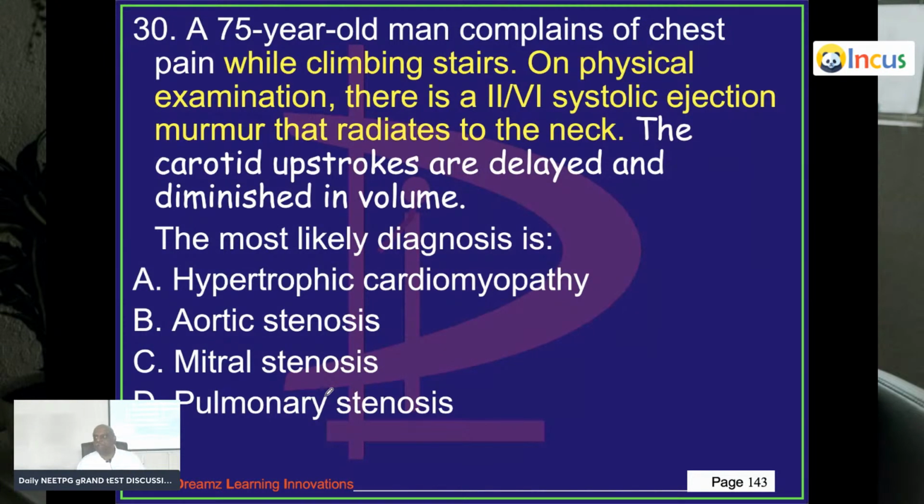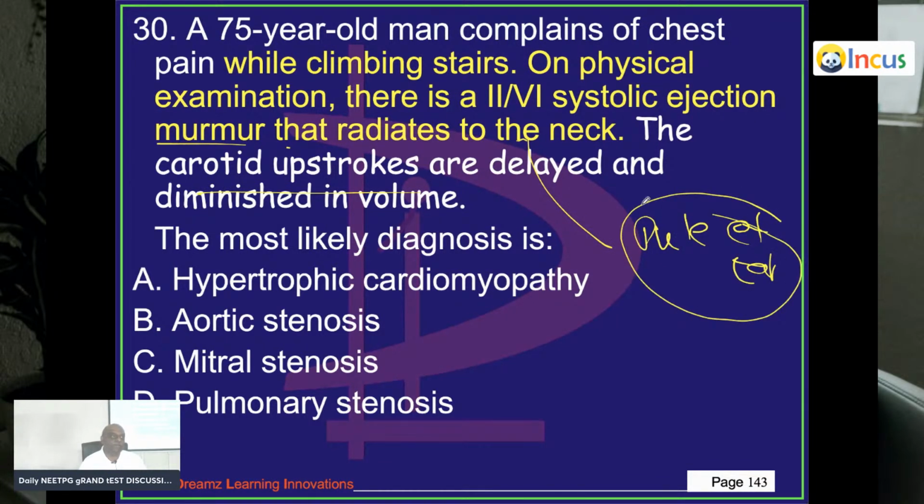A 25-year-old, while climbing stairs, on physical examination has a systolic ejection murmur that radiates to the neck. And what is the slow carotid upstroke called? Pulsus parvus et tardus. Where do you find this?